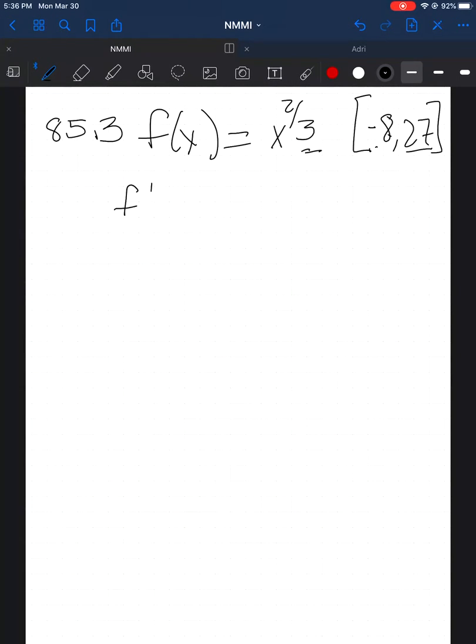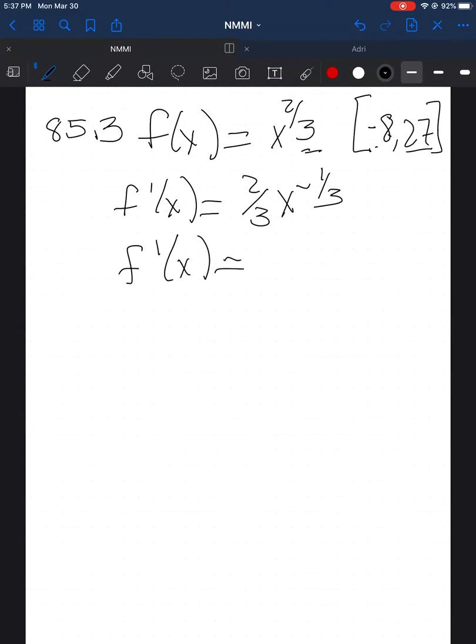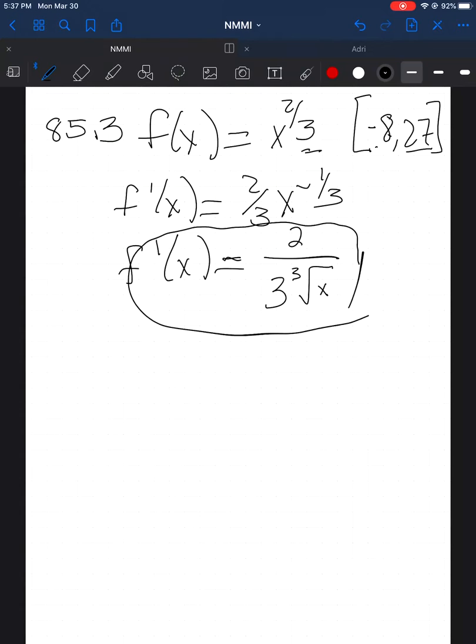differentiable? If we take the derivative of this, f prime of x is equal to 2/3 x to the -1/3, which if we write that without the negative exponent, it'll be 2/3 times the cube root of x. Well, the function is undefined if x is equal to 0, right? And 0 is in this interval. So is it differentiable everywhere on this closed interval? No, it's not. So the mean value theorem can't be used, period.